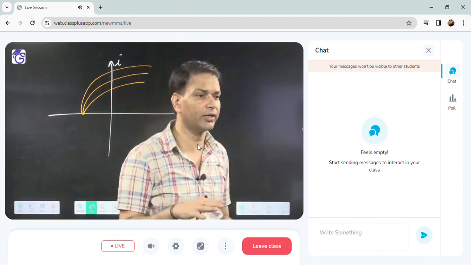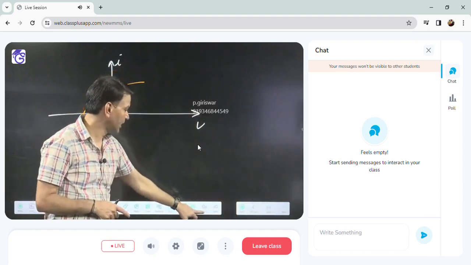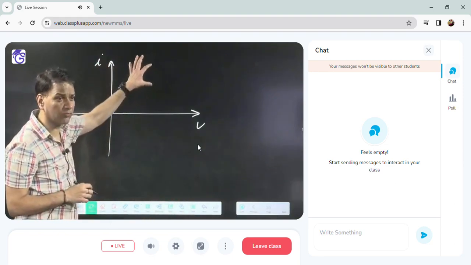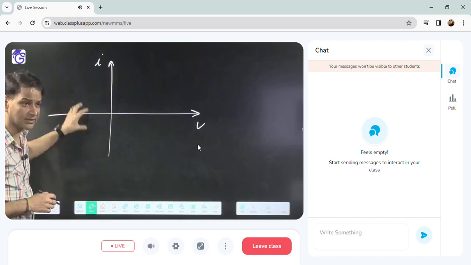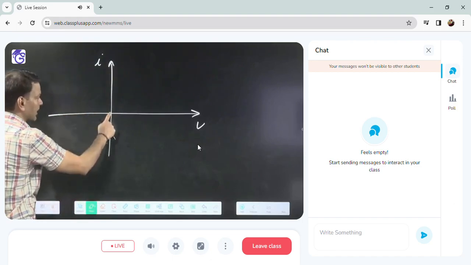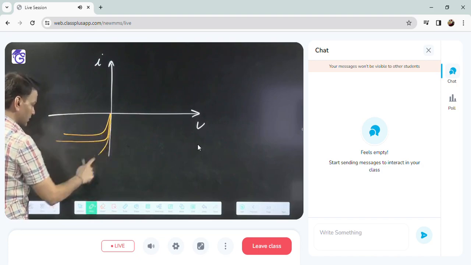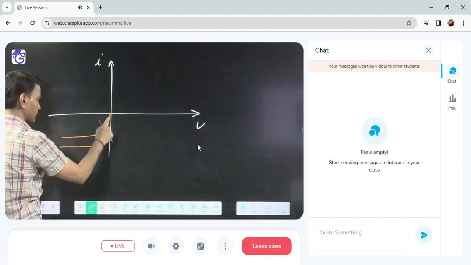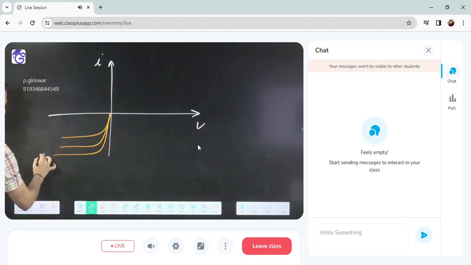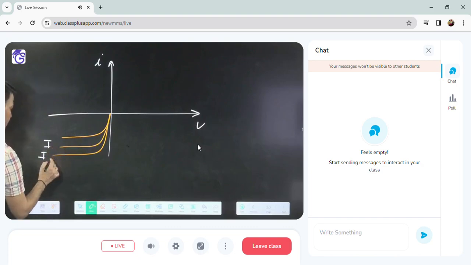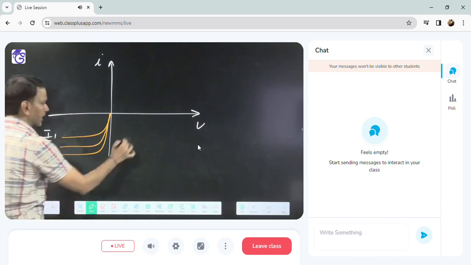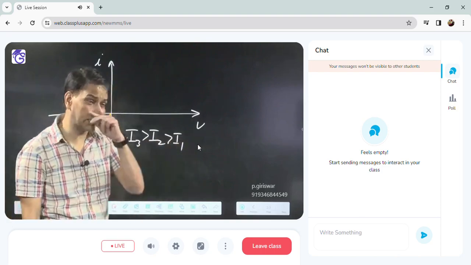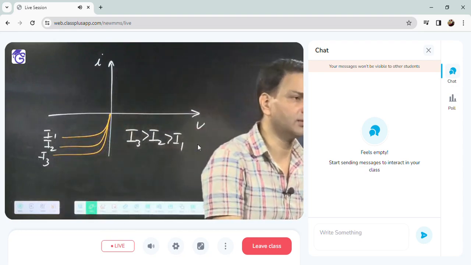Here the same phenomenon is happening: the photon is getting absorbed and current is flowing. But what is the difference? We are using it in the reverse bias. So this is the region of the forward, this is the region of the reverse. We will make the same graph in the third quadrant. So what graph will we get? This is the intensity I3, I2, I1. Then what can we say? I3 greater than I2 greater than I1. Same as before, when the intensity increases, the current will increase. Understood or not?